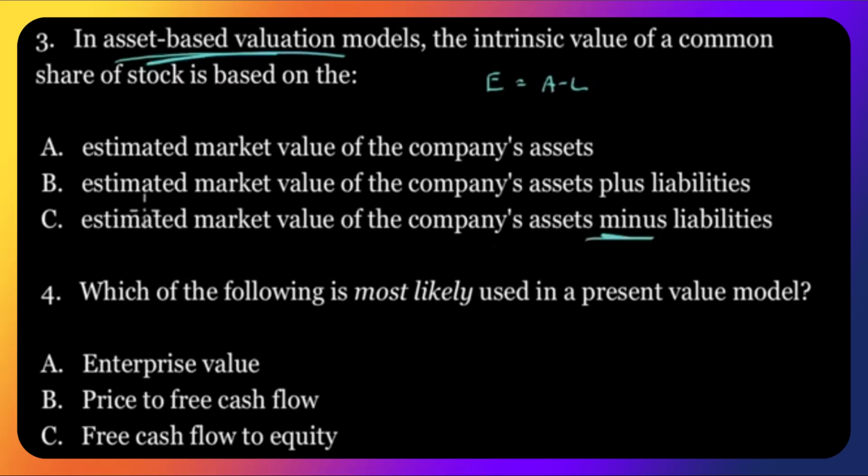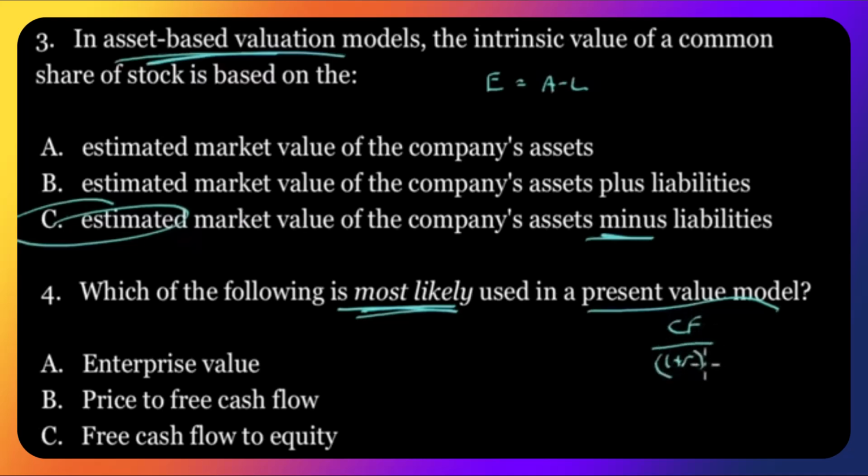Company's assets minus liabilities. Which of the following is most likely used in a present value model? So we know a present value model has some kind of cash flow in the numerator discounted back by some rate of return. So we're looking for a cash flow measure. Enterprise value. That is not a cash flow measure. It's a value measure that is at a point in time. Price to free cash flow, that's a multiple. So we can eliminate those two. We have to take C. Free cash flow, there's our word we're looking for. We're looking for some cash flow. Free cash flow to equity.